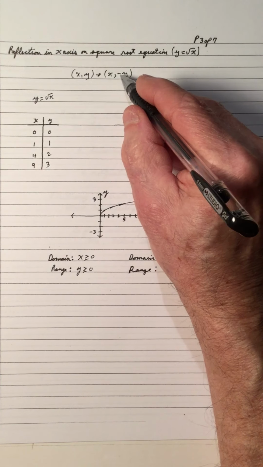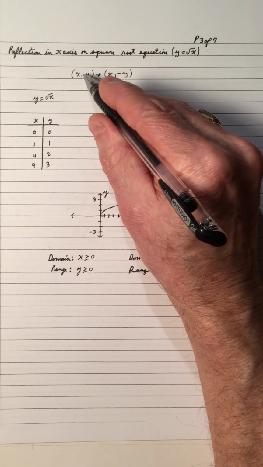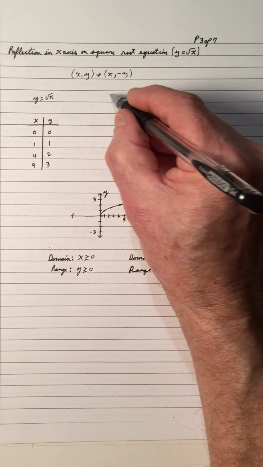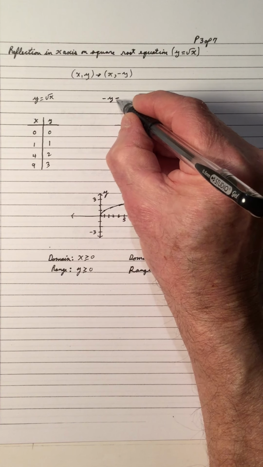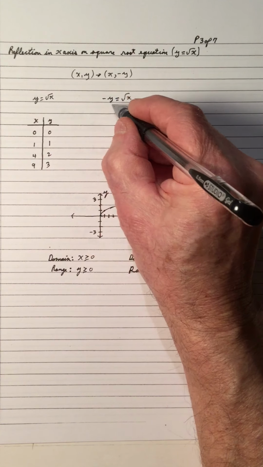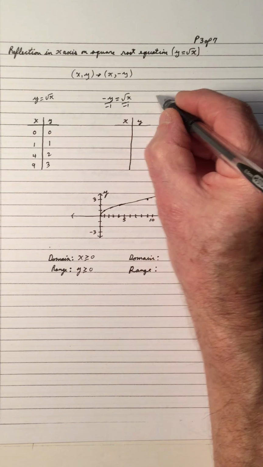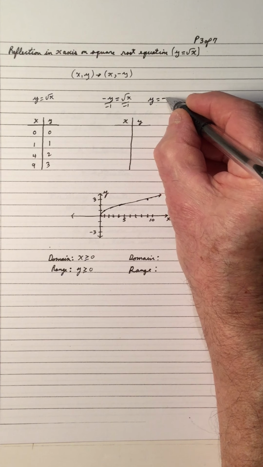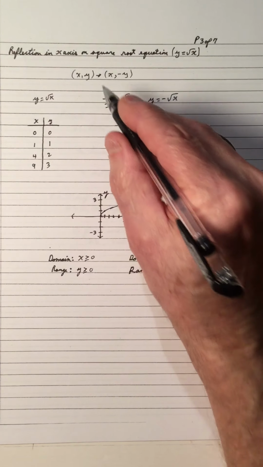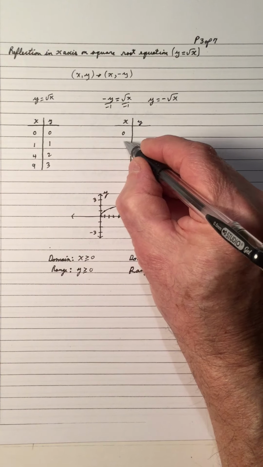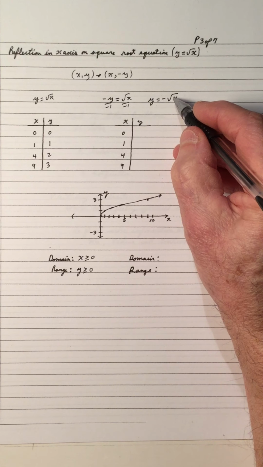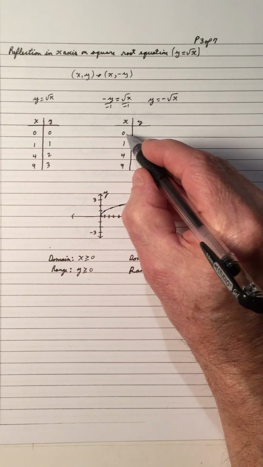Now let's look at when you map. So x is not changed, but the y is changed to a negative. y becomes negative y. So negative y equals root x. And when we have negative y equals root x, because we changed y to a negative y, we divide by negative 1, and we get y is equal to the negative of root x. And notice the x's are not changed, so 0, 1, 4, 9, the x values never change, but the y values are changing.